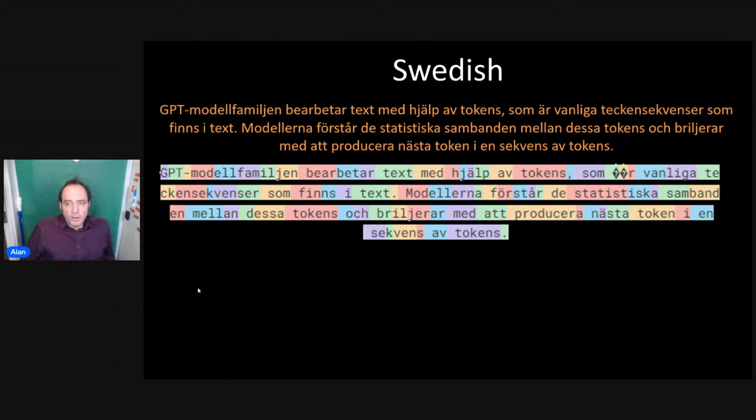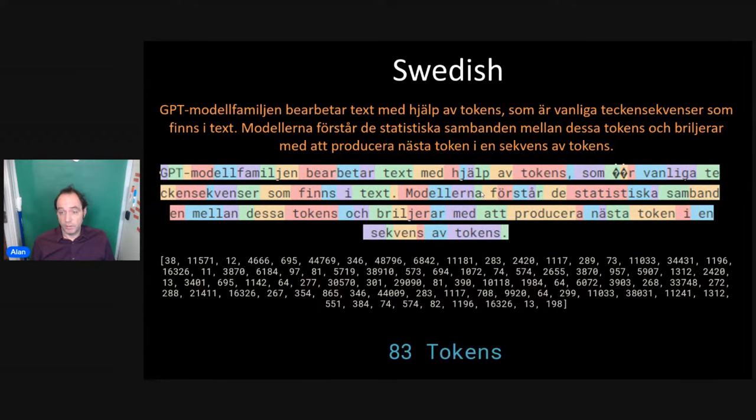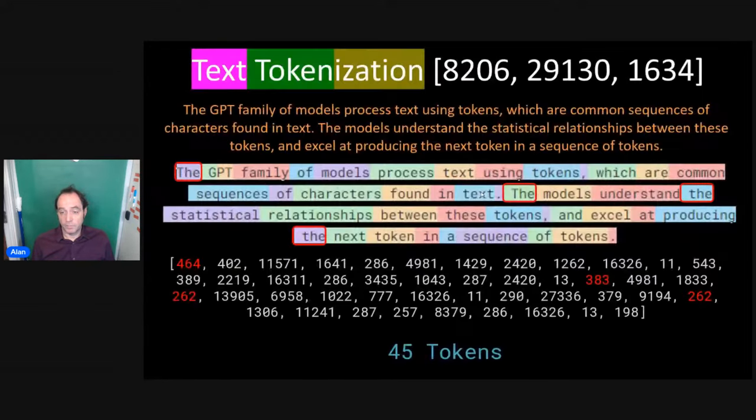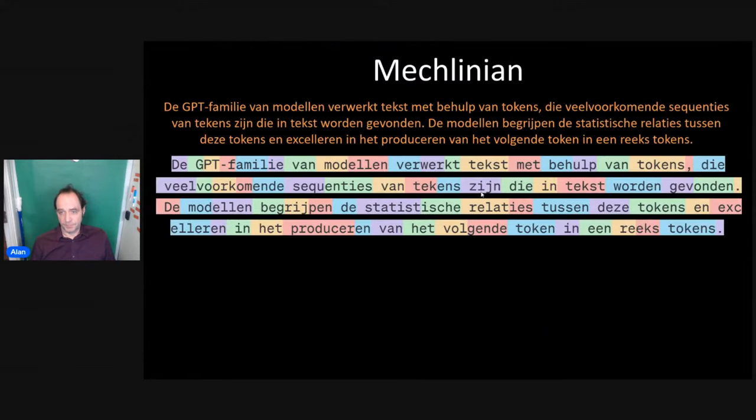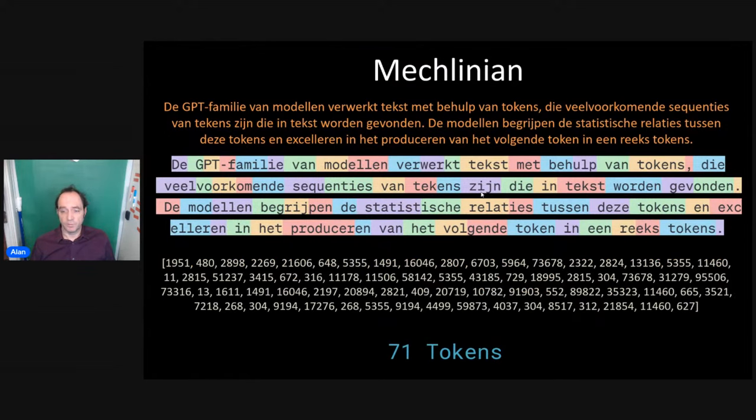When you're working in a non-English language, very often the words are going to be segmented between multiple tokens, and that has implications on the cost and the performance and the accuracy of the various models that we are working with. And we can see that that is coming out at 83 tokens, where it was 45 tokens in English. When I was in Mechelen, there's a local dialect, Mechelinian. That one comes out at 71 tokens.